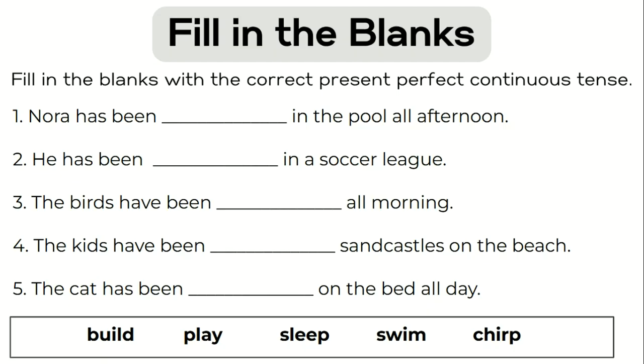Okay, let's take a look at number one. The correct answer should be swimming. So let's go ahead and read number one together, again, to practice our English fluency. Ready? Number one, Nora has been swimming in the pool all afternoon.